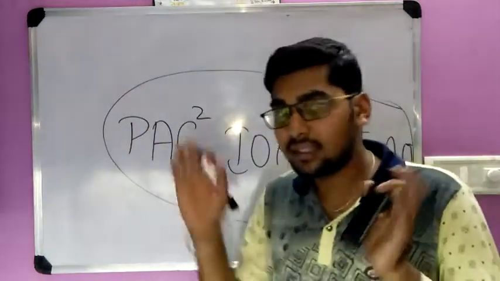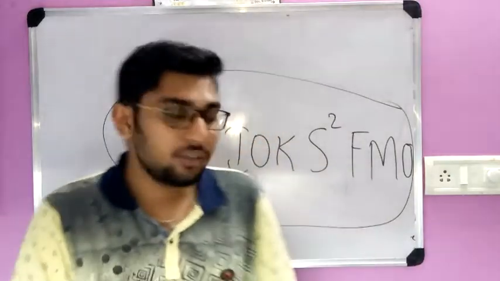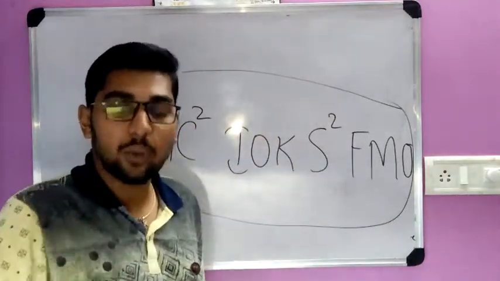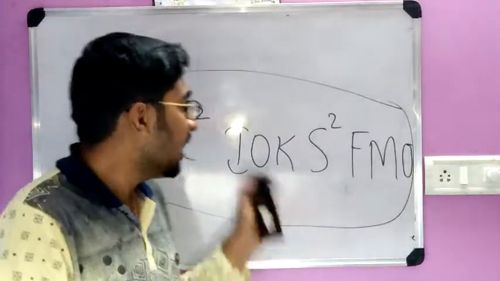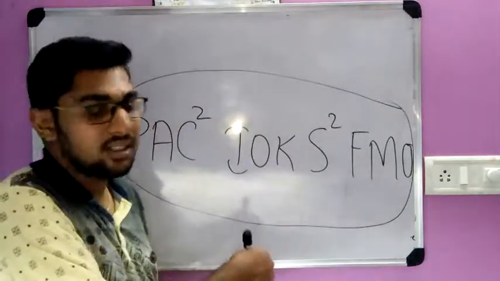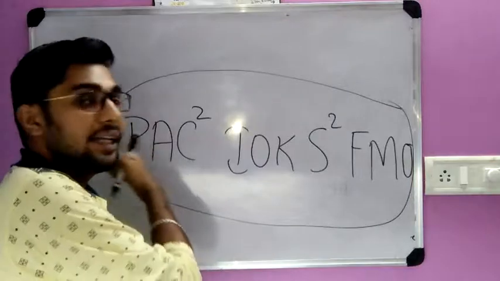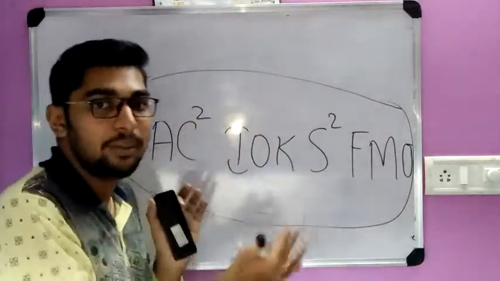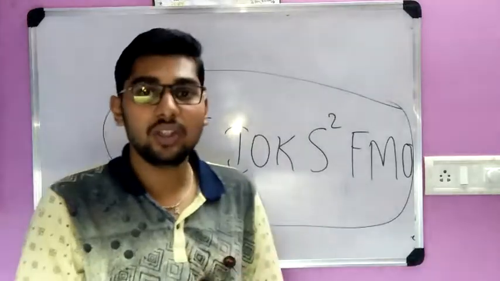So I think I made this entire concept clear and easy for you. Just remember this code: PACK square, IOK, S square, FMO. Keep repeating it and keep deriving those things. Read it front, read it back, so that when you're well versed with this code, the entire Krebs cycle will be easy for you.